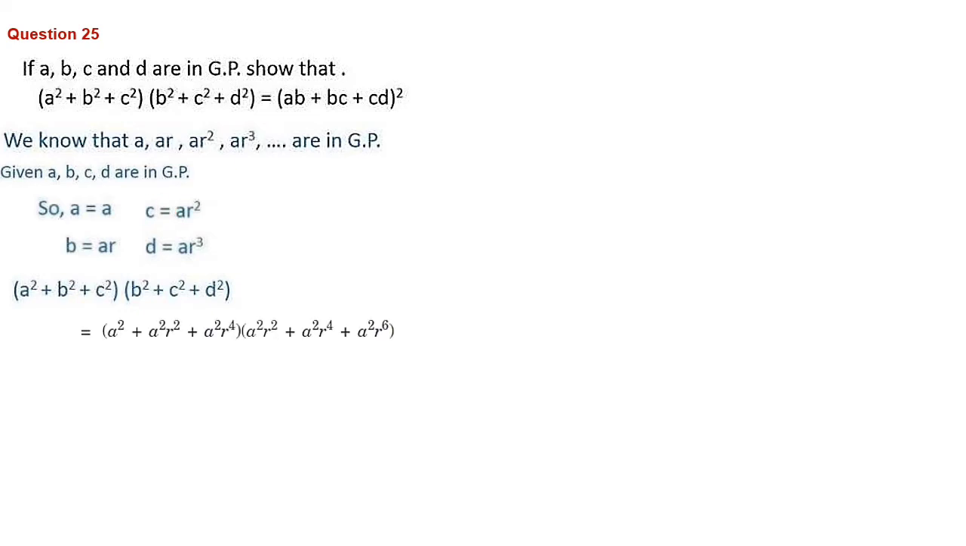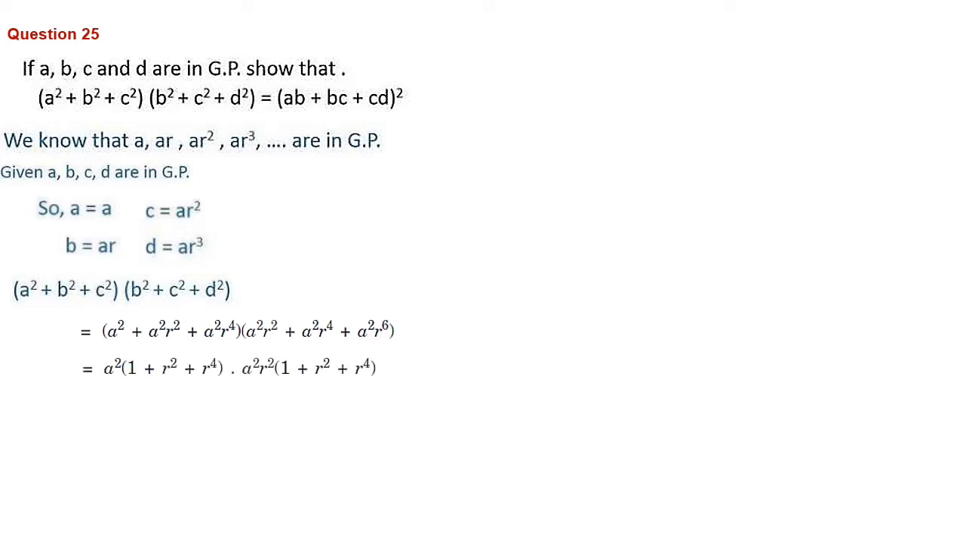So a square means a itself, its square, a square. Then b square means ar the whole square, that is a square r square. Then c is ar square, its square, c square we need to take. That means a square r power 4 will be coming, into b square. b is ar, its square is a square r square. Then c square is a square r power 4. Then d square means a square r power 6 will be coming, r cube the whole square, that means r power 6.